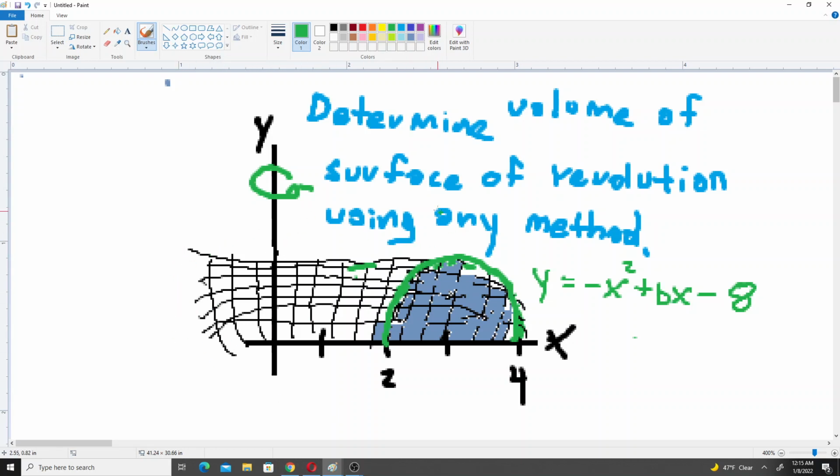donut. So because it would look like a donut, the most appropriate method to use here is the washer method. We have the ring method, and then we have cylindrical shells. I think the most appropriate one for this would be the ring method because you're going to need two radii, one from the first root and one from the second root.